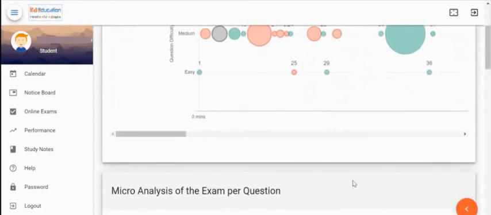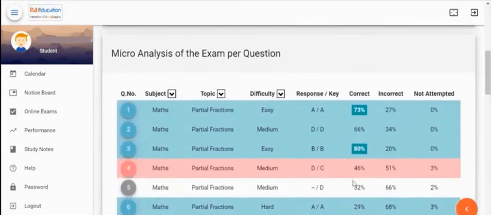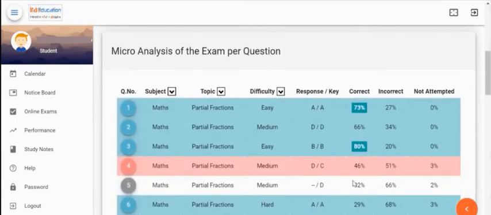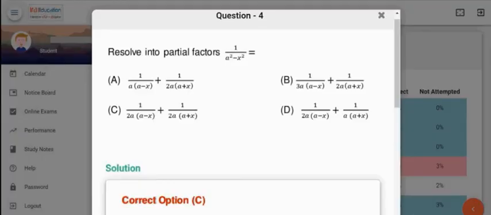On scrolling down, we see a question-wise analysis of the test. Here, the answer attempted versus the correct answer is also shown, along with the percentage of how many students got it right, how many got it wrong, and how many didn't attempt it. On clicking on the question number, we see a display of the solution of the question.